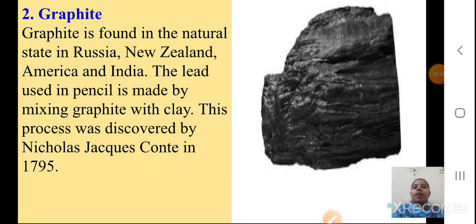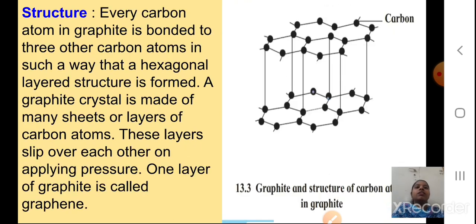It looks like carbon only. Graphite is found in the natural state in Russia, New Zealand, America and India. The lead used in pencil is made by mixing graphite with clay. This process was discovered by Nicolas Conti in 1795. Okay. Now, what is the structure, students?